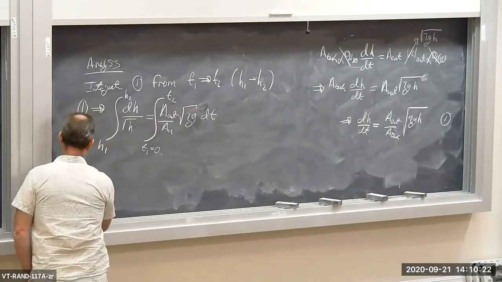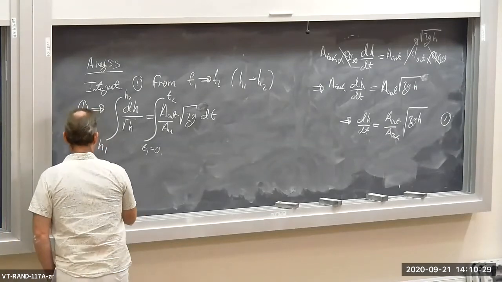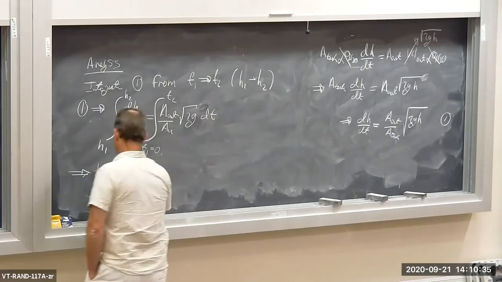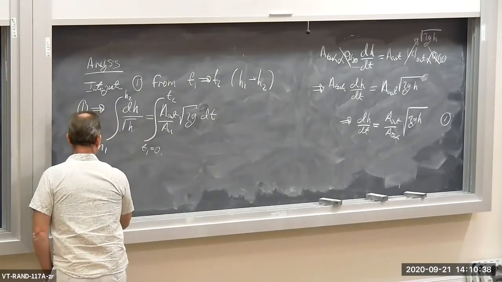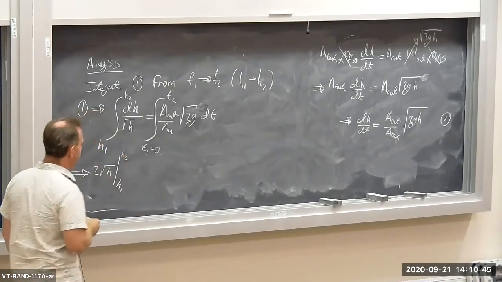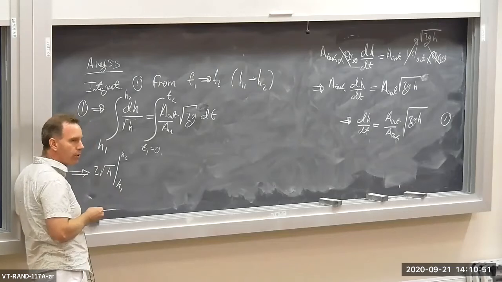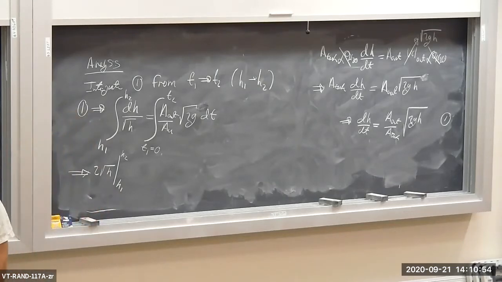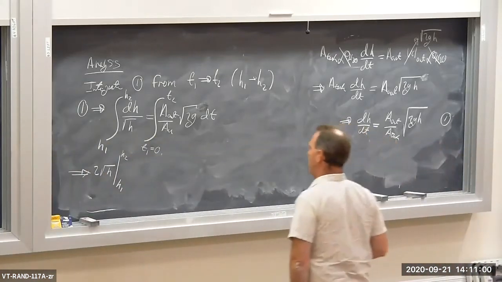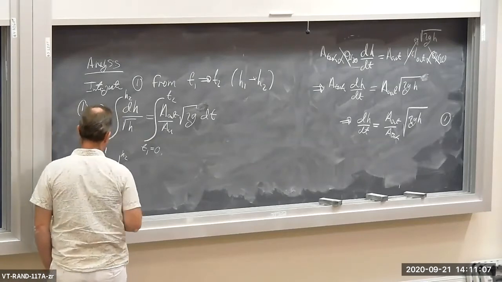Well, the antiderivative of 1 over the square root of h is 2 times the square root of h, evaluated from h1 to h2. We can check this: you take the derivative of the square root of h, the 1/2 pops out, the square root h goes to the denominator, and the 2 in the numerator cancels out with the 2 in the denominator, and you get 1. So this looks pretty good. 2 times the square root of h.